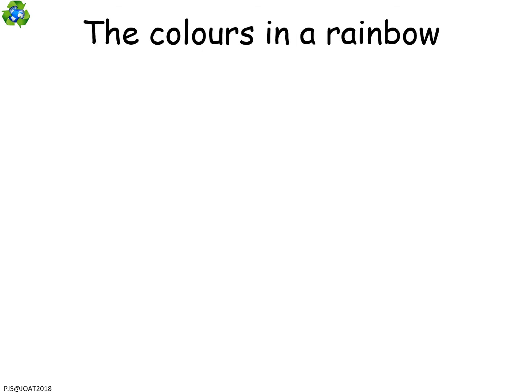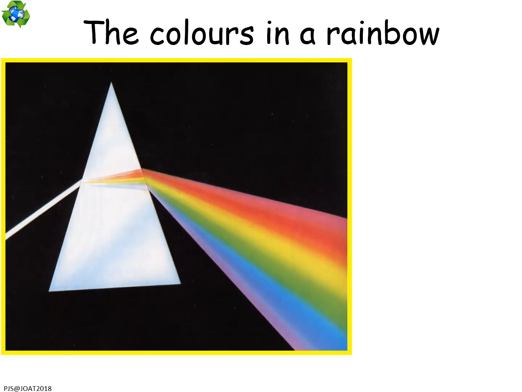So let's look at light. Light is not just white light. You should remember from probably first year that if you put white light through a prism, it will split into the 7 colours in the rainbow. Okay, starting at red, running down to violet.